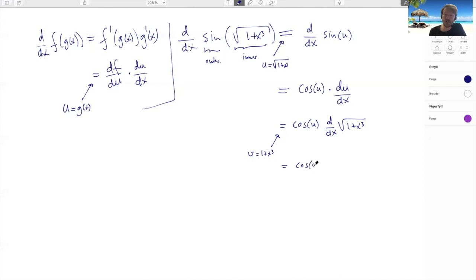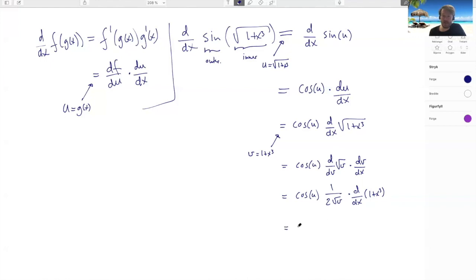I'm getting here now cosine u, and then the derivative of the square root as if all of this was just one variable. So let me write that out. So d dv of square root of v times d dx of whatever v is. And now what is this guy? It's 1 over 2 square root v. And now it's just the derivative of whatever v is. So let's plug in v here, 1 plus x to the third. You can skip some of these steps if you feel that it's getting silly.